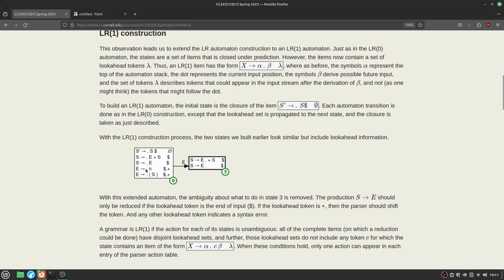Yeah, so down here, if we see a number, the things that could follow it are the end of input symbol or a plus symbol. Pretty sure that's what it's getting at.